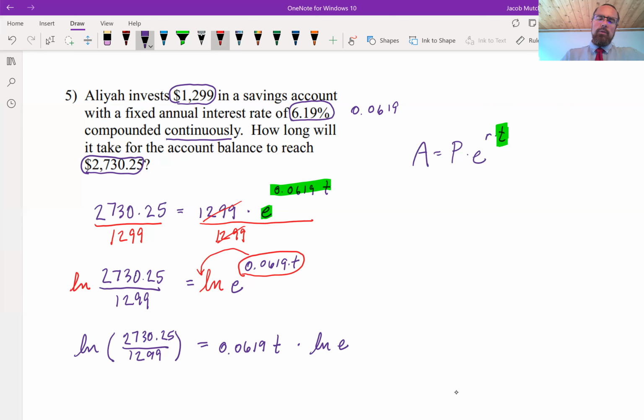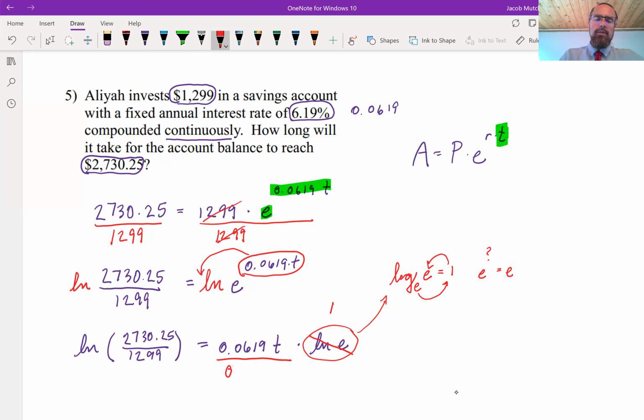What we need to think about is what's the value of natural log of E. So remember, that's really equivalent to log base E of E. So if I'm trying to evaluate that expression, remember the exponential would be E to some power equals the argument E. And if I'm raising something to a power and getting the same thing back, there's only one number that would do that, and it's the power of 1. So in fact, natural log of E becomes simply 1, and in a way just vanishes. So all I've got on this right side is simply 0.0619t.